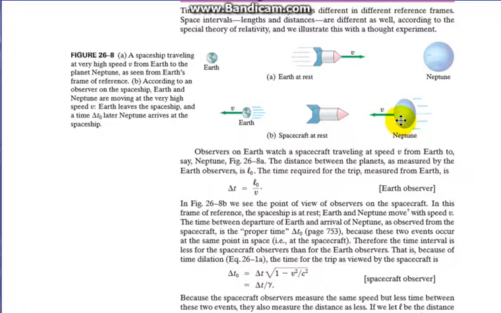The Earth is squished, Neptune's squished, because according to those people on the ship, the Earth and Neptune are contracting along their direction of motion, whereas here on Earth you can see the rocket is squished compared to this because it is the object that's moving. So it's contracted in the direction it's moving, whereas people on the ship see, oh, what's moving past us? The Earth and Neptune, and look, they're contracted compared to how they regularly are.